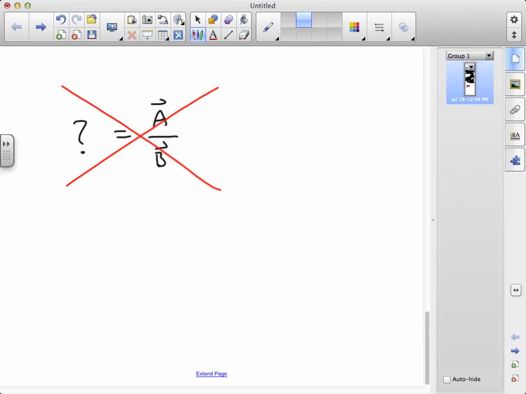We now turn to using vector resolution in orthogonal components to tackle a very important class of problems, 2- and 3-dimensional particle equilibrium.